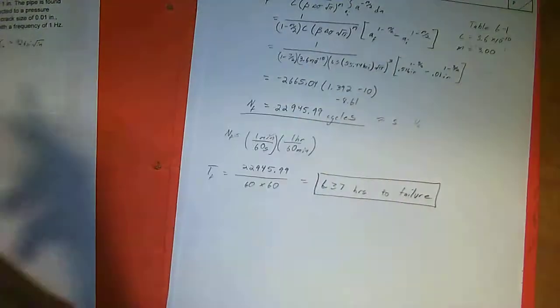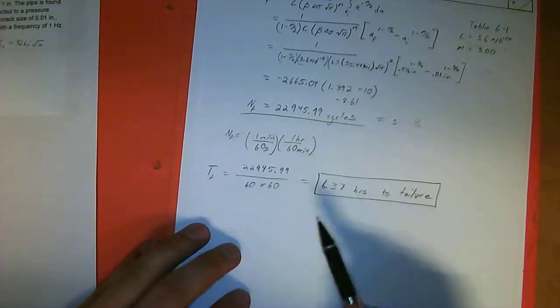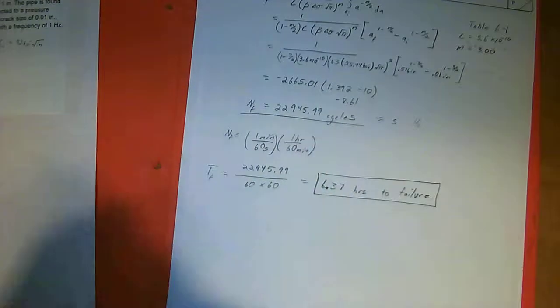So ways to fix that would just be to reduce the number of cycles or make a thicker wall. There's all kinds of stuff mechanically that you can do to fix this problem. But that's what we get for this problem.